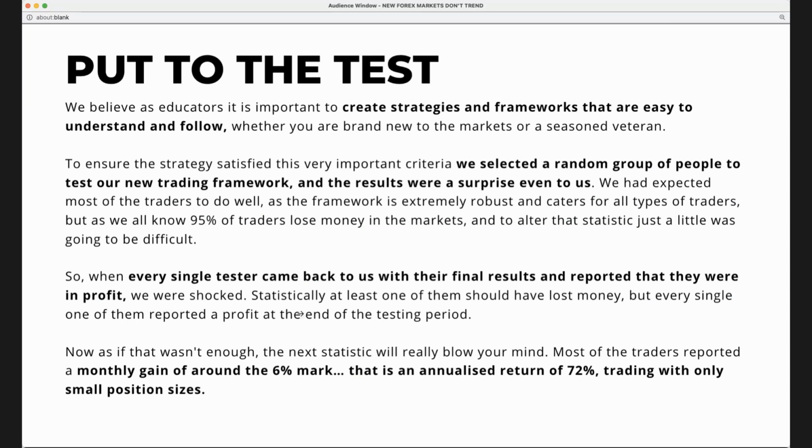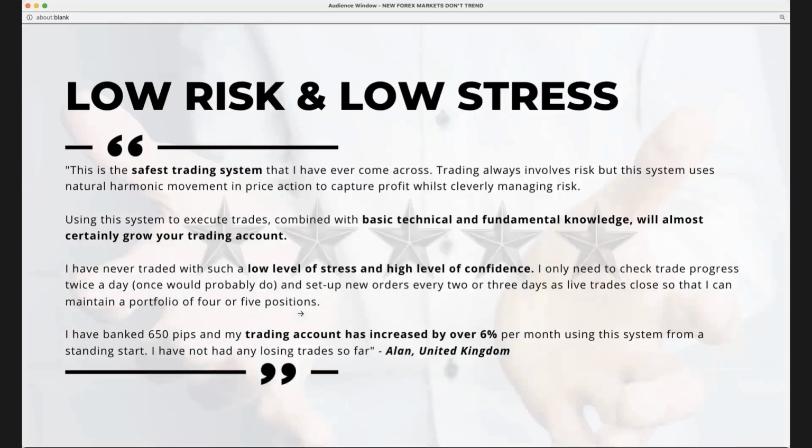Now, the thing here that was really amazing was that pretty much every single person came back and they made money over this. And they made a monthly gain of around 6%, which annualized is 72%, trading only small position sizes. So it's very, very effective what I'm going to show you here.